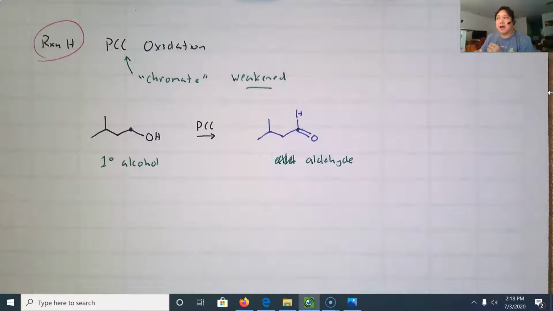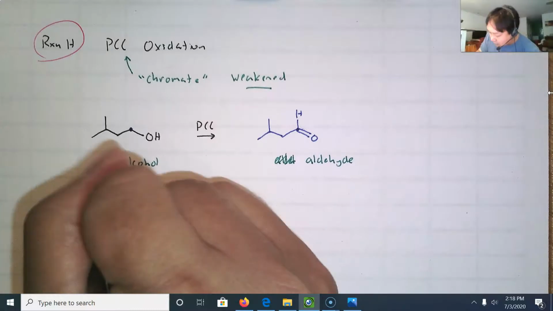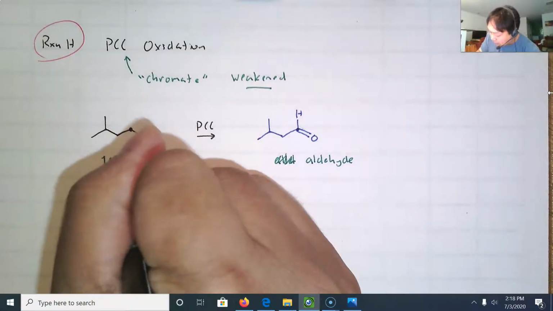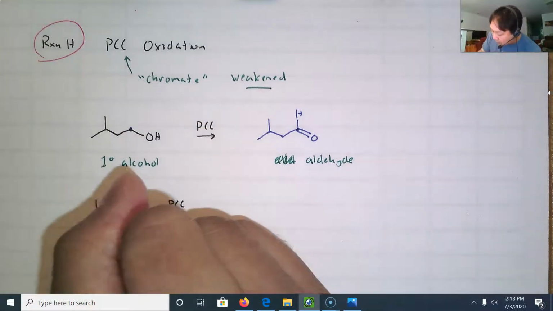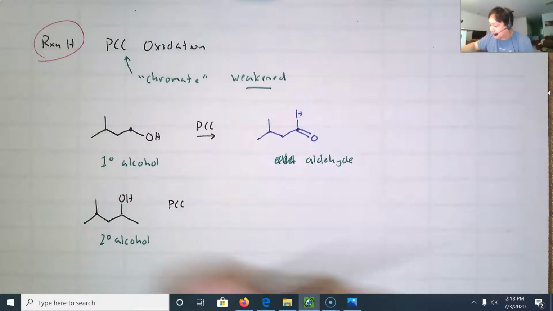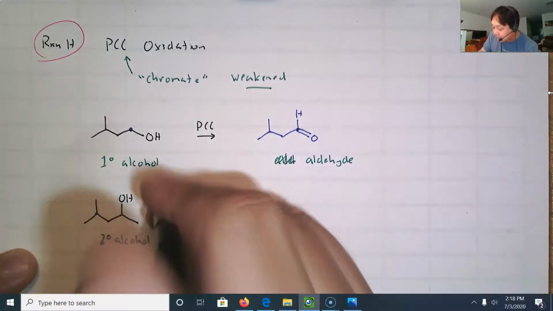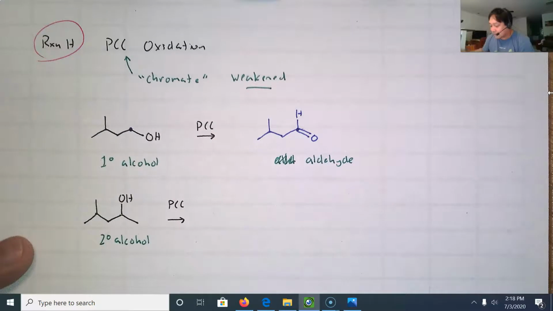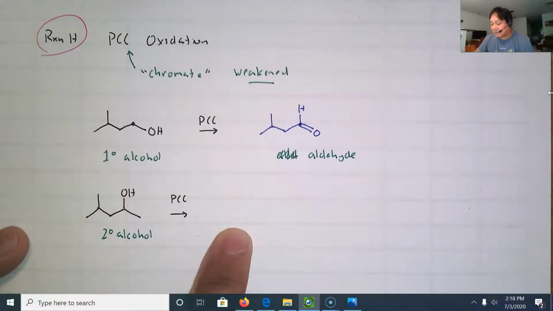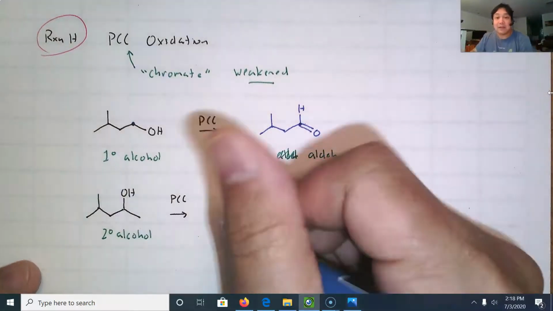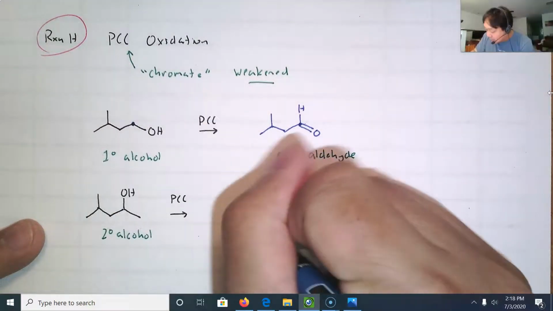Can PCC oxidize secondary alcohols? Yes, they can. If you use PCC on a secondary alcohol, you will still oxidize it to the ketone. Go ahead and test yourself. Pause the video and draw me the ketone of this reaction. Okay, the ketone is this.